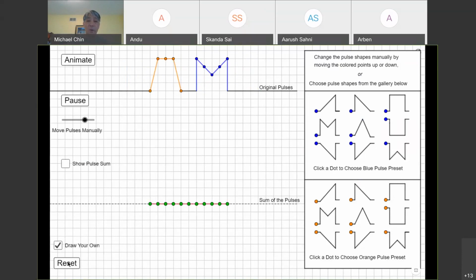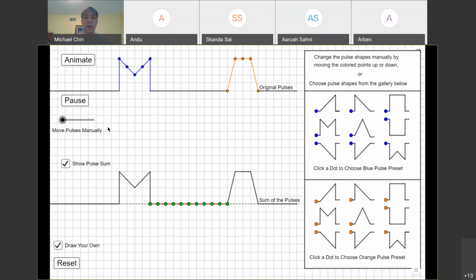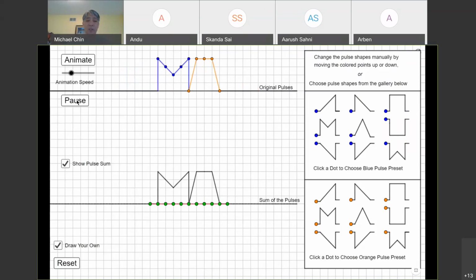On the bottom is what the actual string will look like. Because the string can't be in two places at the same time, the waves, when they overlap, will look slightly different. So look at the bottom screen, and I'll pause it just as they start to overlap. Right here, they're just starting to overlap, and the string is going to look very weird.